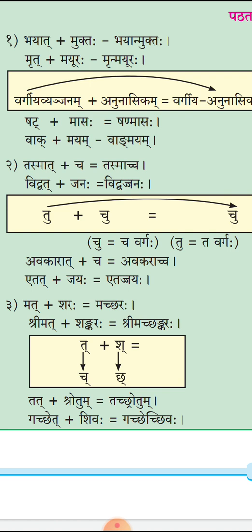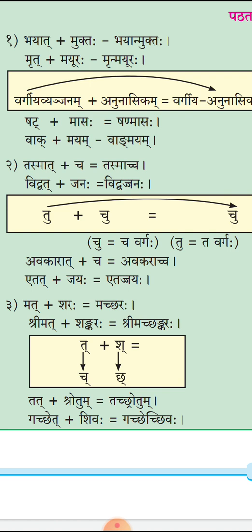For example, tasmat plus cha. Here at the end of tasmat we have halanta ta and it is followed by cha. So this ta will be replaced by halanta cha and the answer will be tasmat cha.